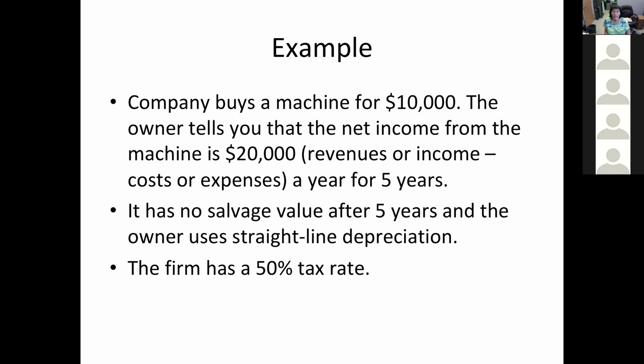What are we calculating in a benefit cost analysis? Not net income. We're calculating net benefits. Net income is an IRS accounting number. What we want to know is how much benefits did we get from buying the machine?